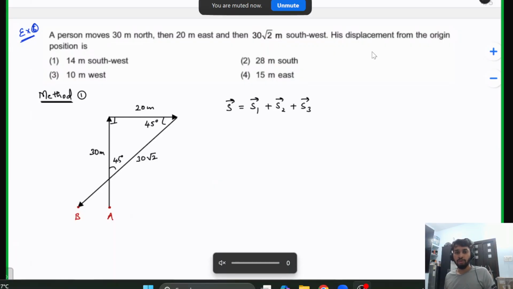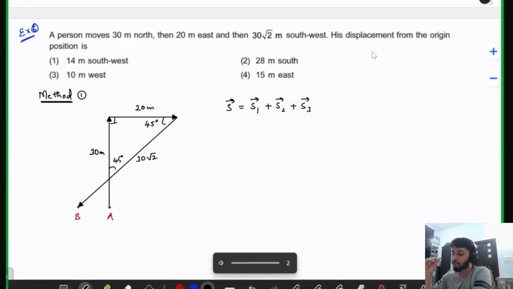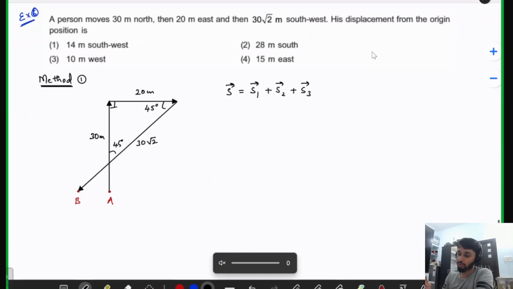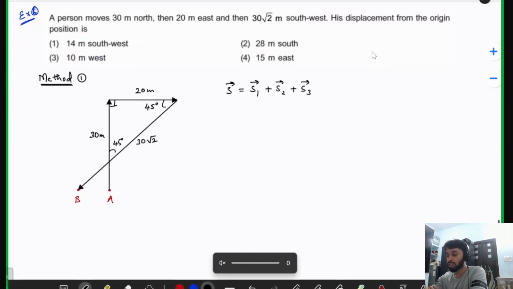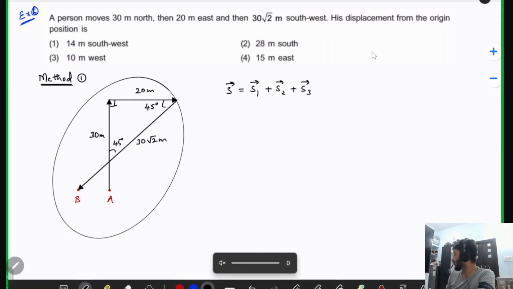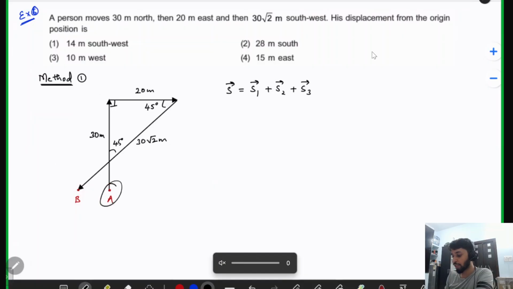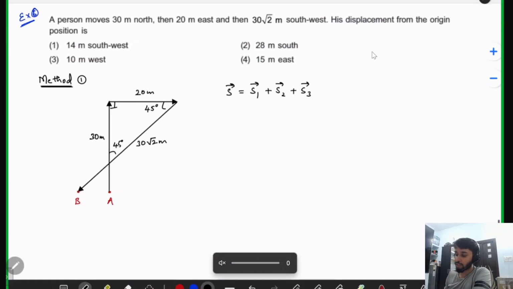Fine. So I hope you understand now. The point here is that the net displacement will be the vector sum of all these three displacements. First it goes north, then 20 meter east, then 30 root 2 meter southwest. So the point is, analyzing geometrically is very difficult because being able to figure out that it will start from here and end up here is difficult. Okay. So net displacement will be the vector sum of these three. Now let us add all these displacements in vector form.